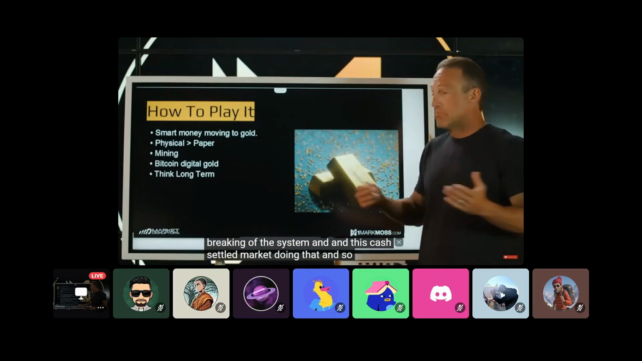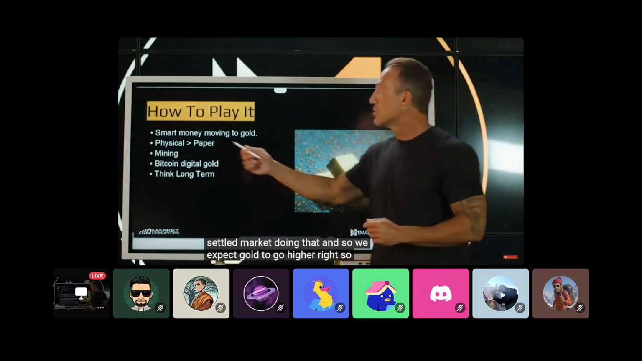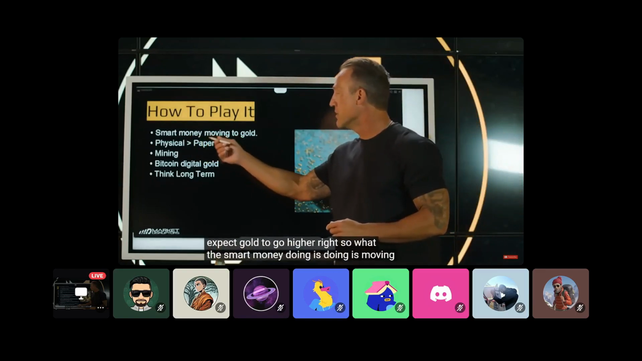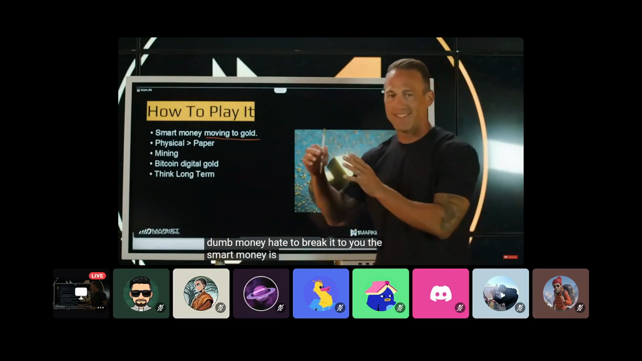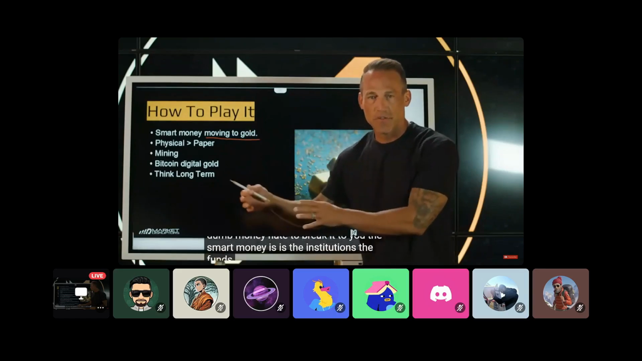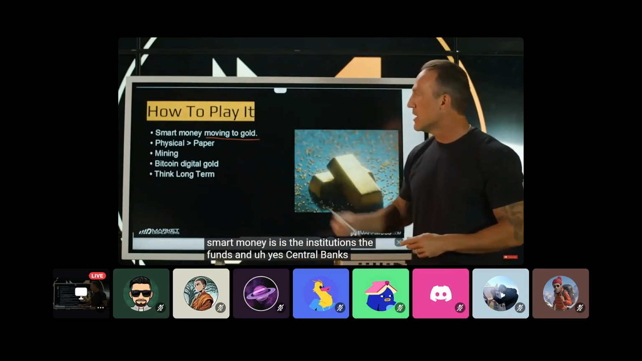And so we expect gold to go higher, right? So the smart money is moving to gold. You and I, we're considered dumb money. Hate to break it to you. The smart money is the institutions, the funds, and central banks. They're all moving to gold.